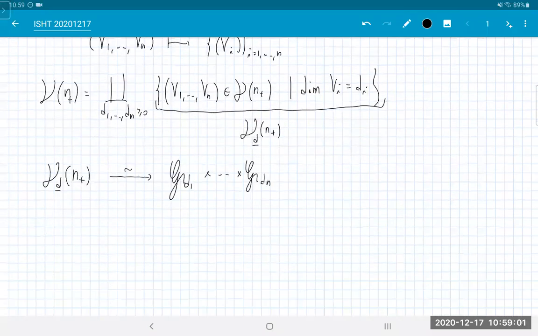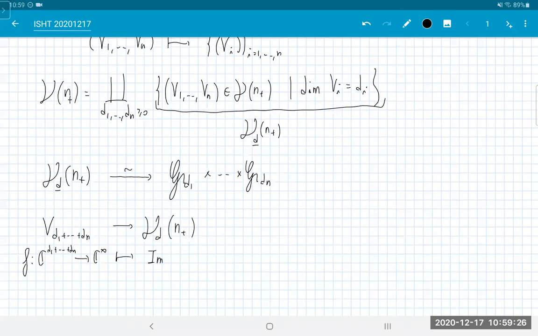And now why am I doing this? Well, because as it happens, I have a map from the Stiefel manifold of rank D1 plus ... plus Dn here. In this sense, F from C^(D1+...+Dn) into C infinity goes to the image of F restricted to the Di-th component, for i from 1 to n. That's why I want isometric embeddings. This is where it's starting to be convenient to use Un instead of GLn, because I have this independence condition for free.